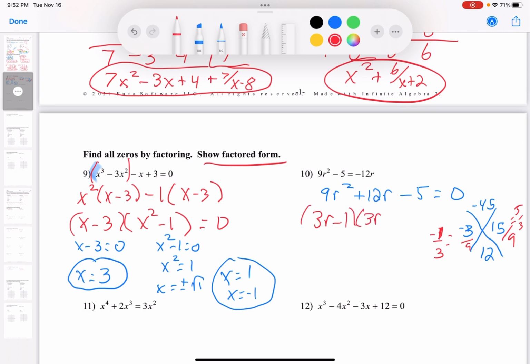and 3r plus 5. So again, we have to set it equal to 0. So 3r minus 1 equals 0. Add 1 and divide by 3. So 1/3 is one of my zeros. 3r plus 5 equals 0. Subtract 5, divide by 3. That's my other zero. Trinomials, x method.